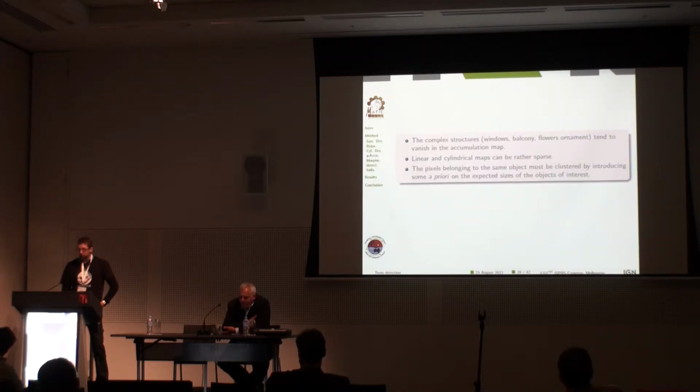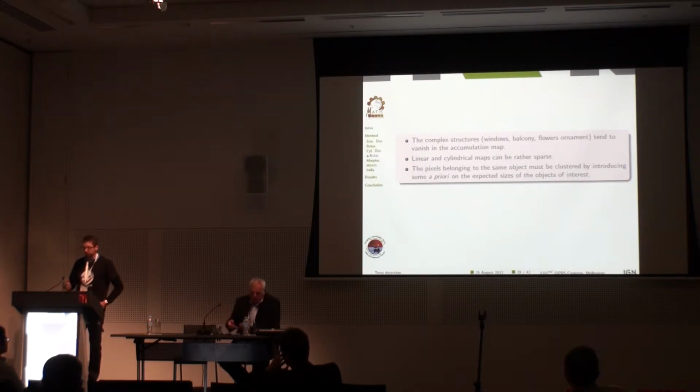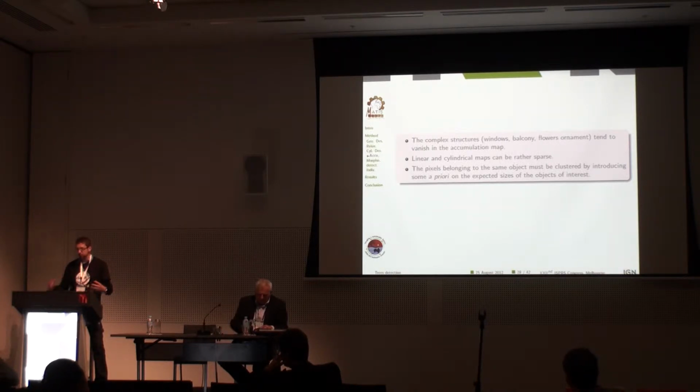So what we see is that the complex structures like the windows, the balconies, flower ornaments, these things do not have a high vertical redundancy, so they tend to vanish. And what we see in the accumulation maps are the things that are vertical, which are the trunks, the posts, and the facades. The pixels that belong to the same object have to be clustered.